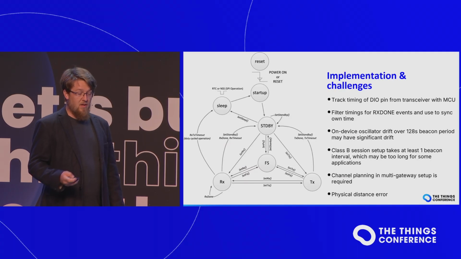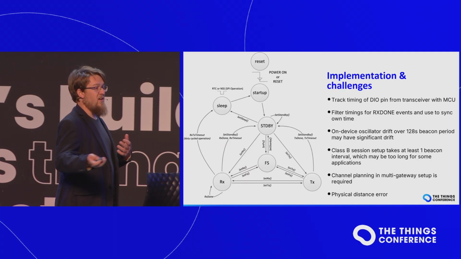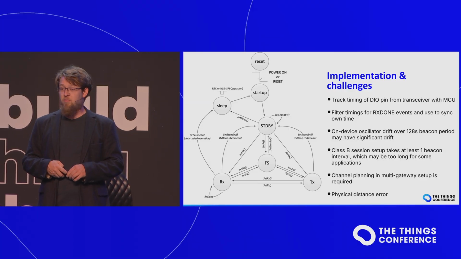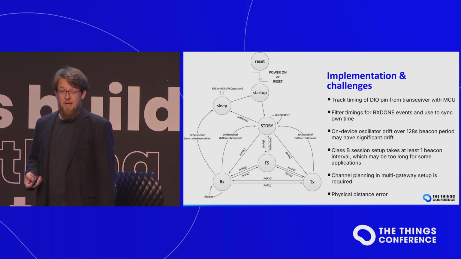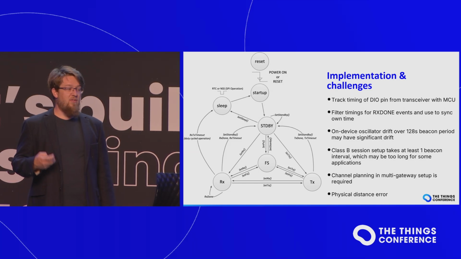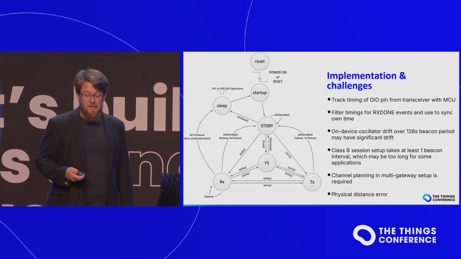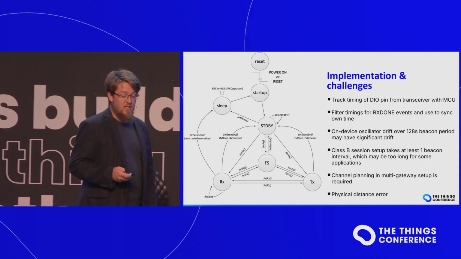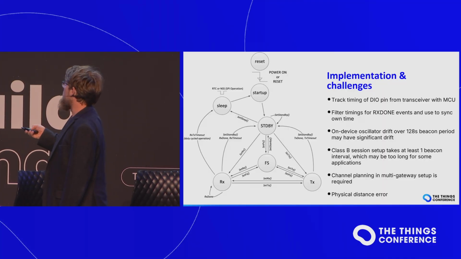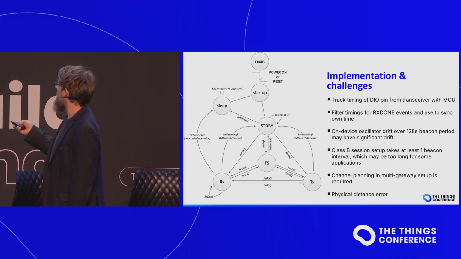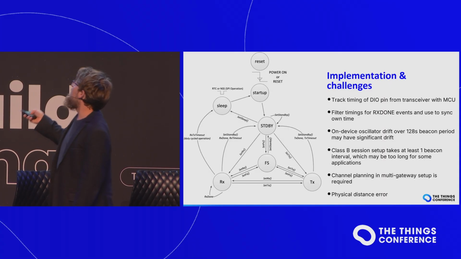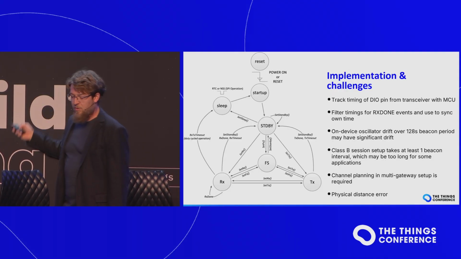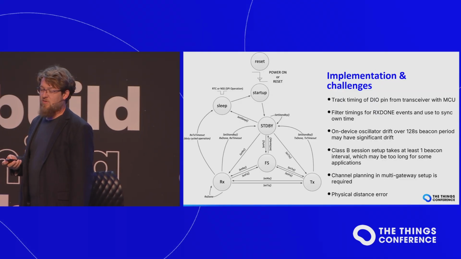So, in practice, what does the device do? How does that work? On the device, the only part you need to do extra is track the timing of the DIO pin from the LoRa chip. The DIO pin will go high when the chip receives a LoRa message. So pretty much here, this is the state machine of the transceiver. You have an RX done event, there will be a pulse, and you will take the timing out of that.